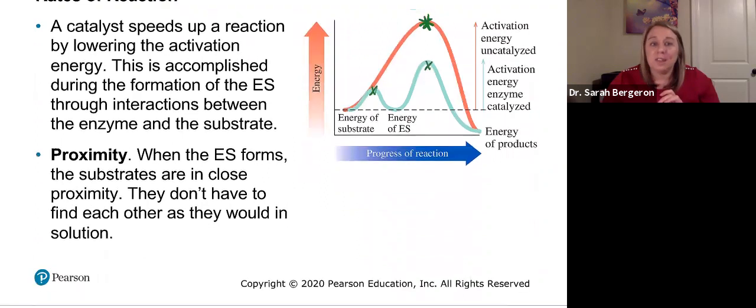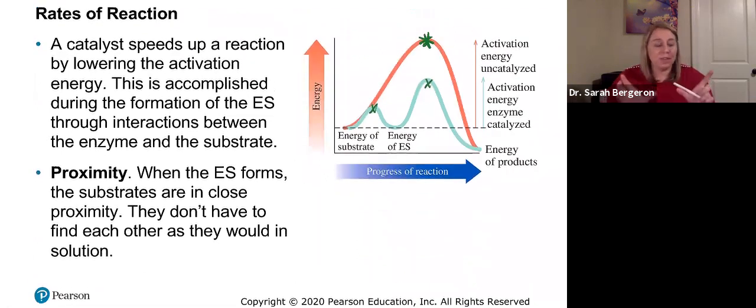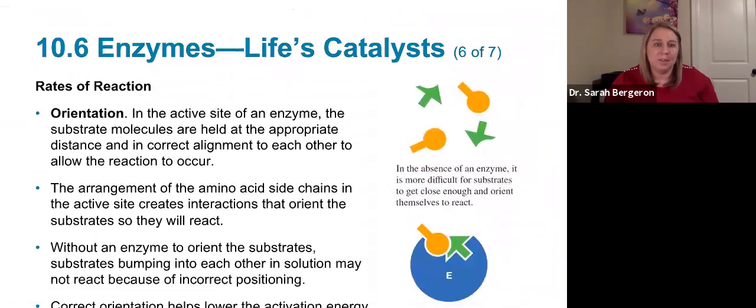And the other thing that an enzyme does is that when the enzyme substrate forms, you have that hexokinase that has to bind glucose, but it also has to bind ATP. And so if those substrates are not aligned properly, if that phosphate group is not close to where it needs to be on the glucose, then they're not really going to react. And so the enzyme puts those substrates into the correct conformation. They're in close proximity. And so they don't have to just randomly bump into each other like they normally do in solution. And so it speeds things up.